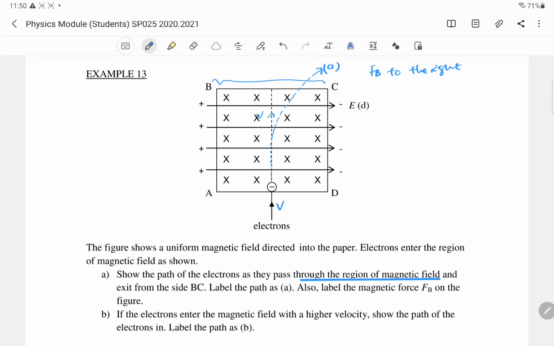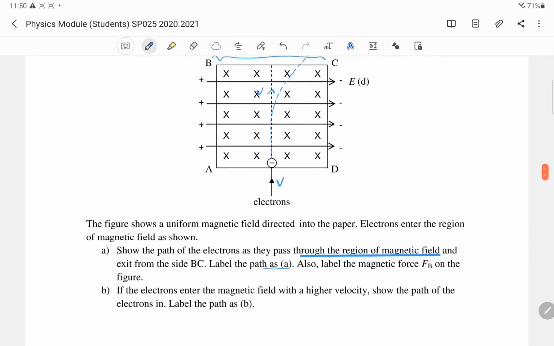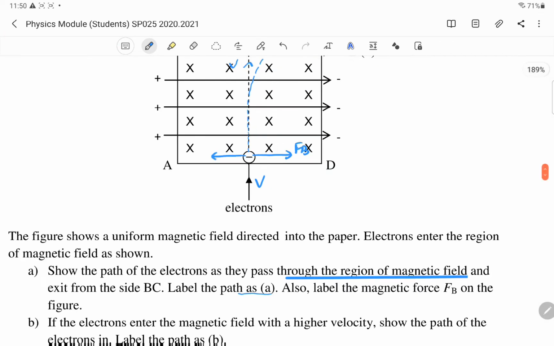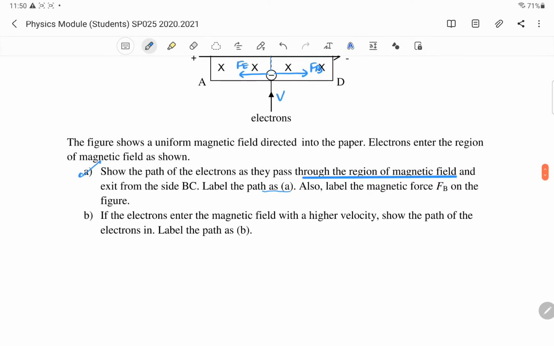Okay, so kita dah label path A. Also label the FB. Okay, FB here, FB to the right. Label FB to the right, so FE to the left. Okay, so B. If the electron enters the magnetic field with higher velocity, show the path of the electron and label the path as B. Okay, dia masuk with higher velocity.